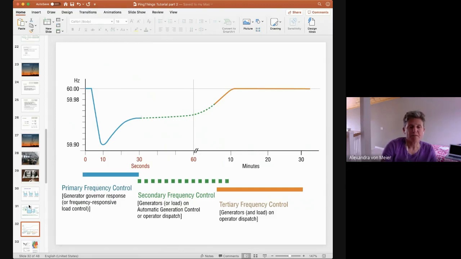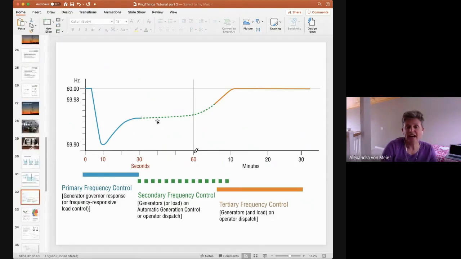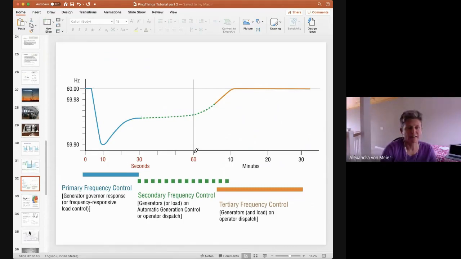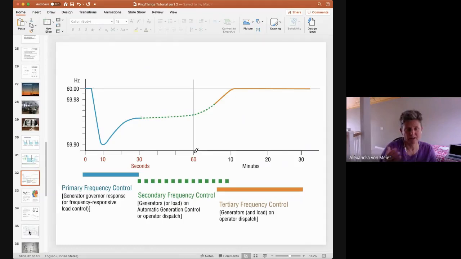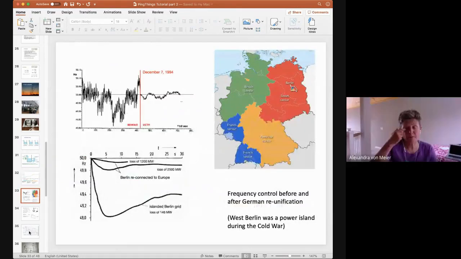Now, in reality, by the time we got back to 60 hertz, probably some other changes would have happened, because you never know exactly what the load is going to be at any particular minute or second. So you're constantly adjusting.